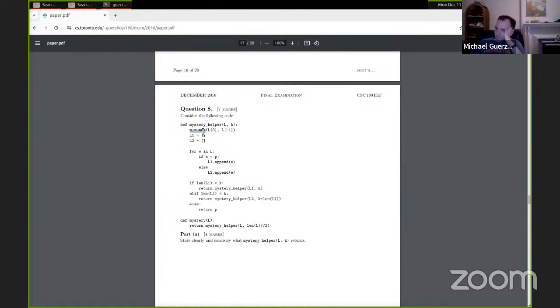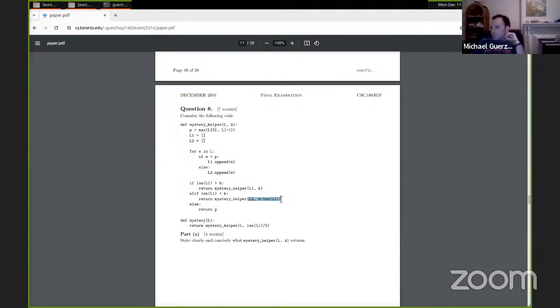So P is the maximum between L0 and the last element. And then L1 starts out empty. And then we're saying put everything below P into L1, put everything above or equal to P into L2. And then if L1 is greater than K, we call mystery helper like this. If L1 is not smaller than K, then we do this, right?